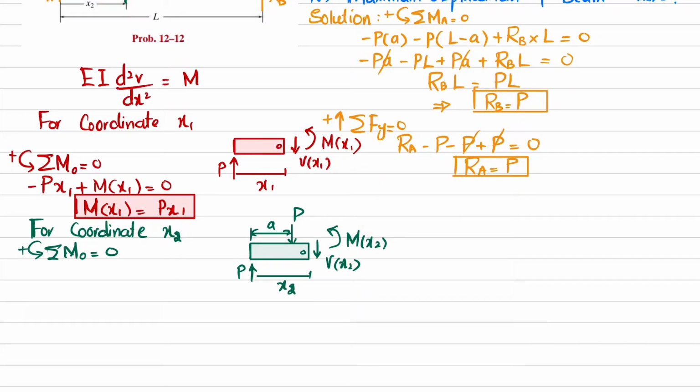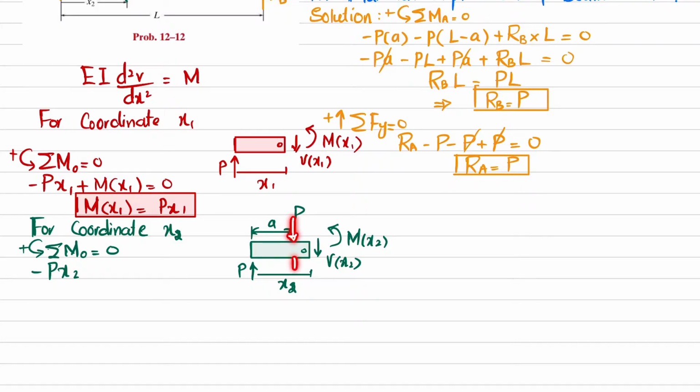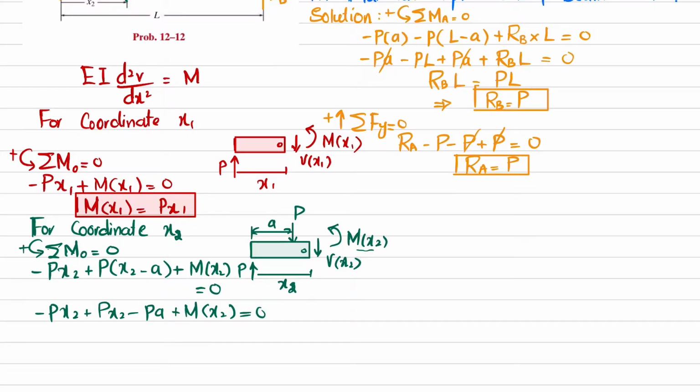This is x2. So P into x2, which is minus. The second moment is due to this load P, and the perpendicular distance is this one. Now this distance is equal to x2 minus A. So x2 minus A, I will write it plus P into x2 minus A, plus this moment Mx2 is equal to 0. So I will write minus P into x2 plus P into x2 minus P into A plus M of x2 is equal to 0. So this will cancel with this, and we are left with M of x2 is equal to PA. So this is the equation of moment for coordinate x2.